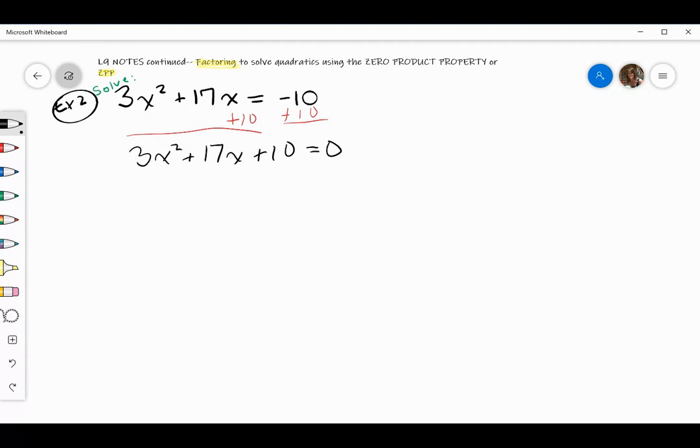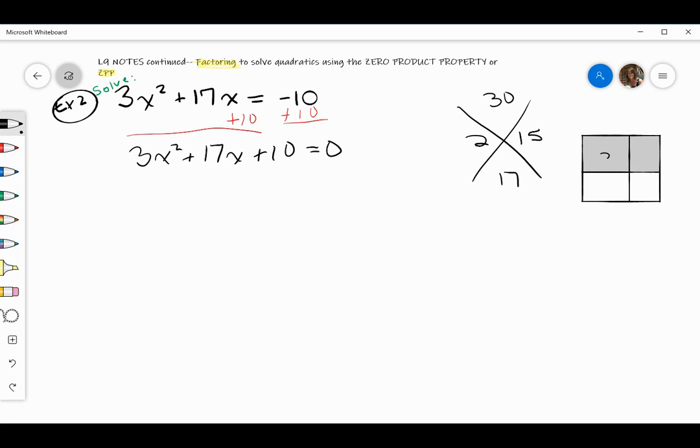So looking for the roots, I'm going to go through and find, what are the factors here? And remember our method, 3 times 10, 30. B is 17. Numbers that multiply to be 30 but add to be 17. Right? Okay, so now we could put this in our area model if we want.